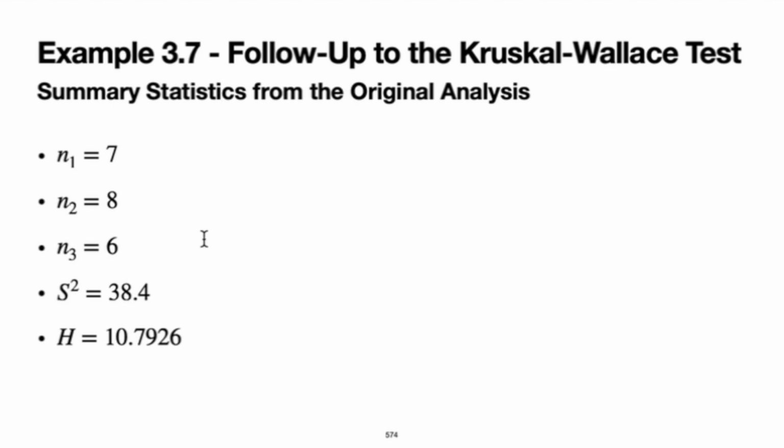Okay, so just a few values from the original Kruskal-Wallis analysis that we'll need going forward. We've got the sample sizes, so N1 is 7, N2 is 8, and N3 is 6. And then we also need S squared and H. S squared was calculated in performing the original Kruskal-Wallis test, and it was 38.4. And then the ultimate test statistic that we calculated for the Kruskal-Wallis test was 10.7926.